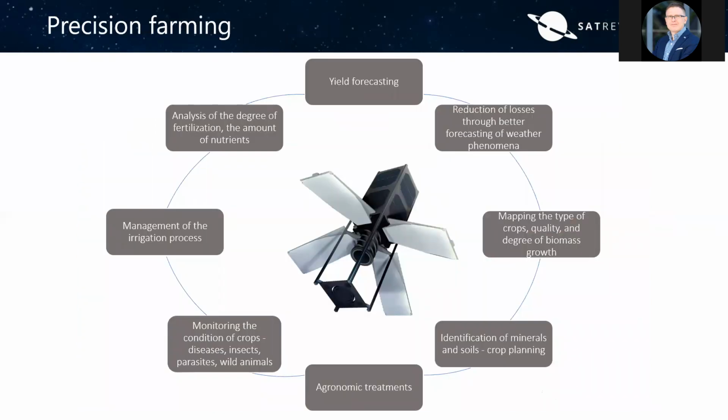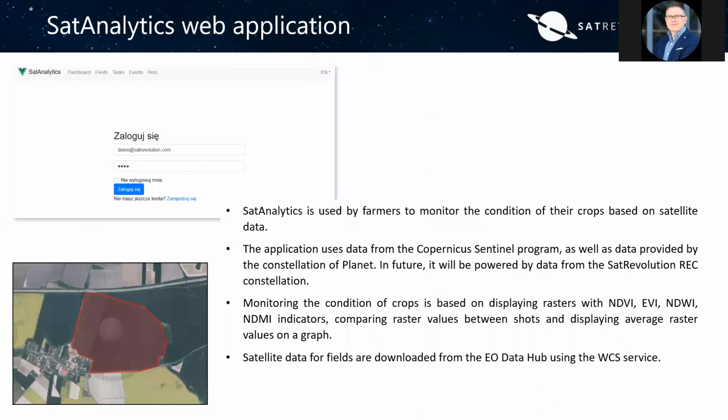Yeah, on this slide, you can see the main benefits of using satellites in agriculture. To support precision farming, we can use different satellites, different sensors, and different ranges of spectral bands. Currently in SatRevolution, we use RGB and near-infrared bands, but due to the next stages of our own REC constellation, we plan also to extend it in the future to other spectral bands. Next slide, please.